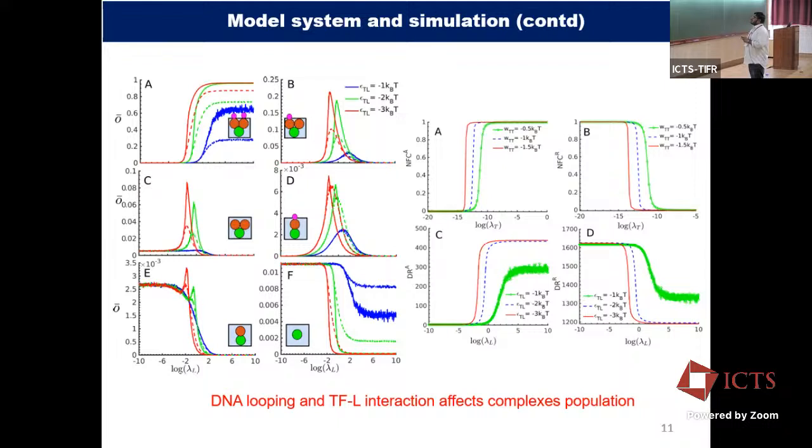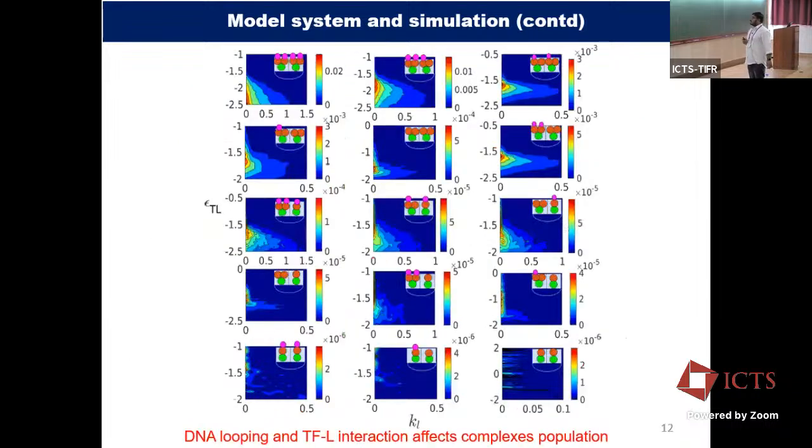And also we have seen that when the oligomerization interaction energy, meaning the transcription factor interaction energy, is made more favorable, then it gets saturated at a lesser value of transcription factor, which is expected, and similar is happening with the ligand also. So then we concluded that DNA looping and transcription factor and ligand interaction affect the complex population.